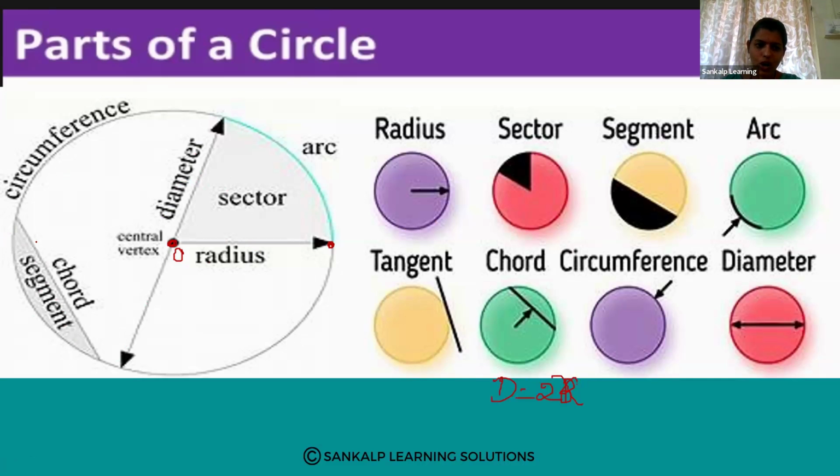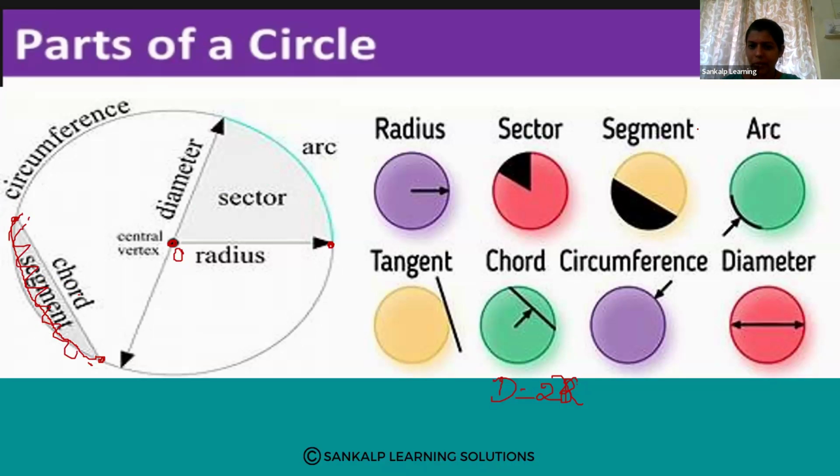This part is chord. If we join any 2 points on the circle, that line we call a chord. And this part, we call it an arc, and the area enclosed between chord and arc we call a segment.